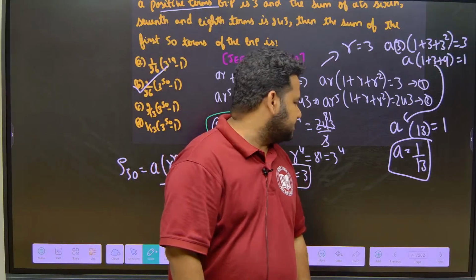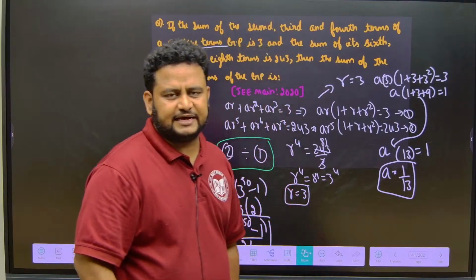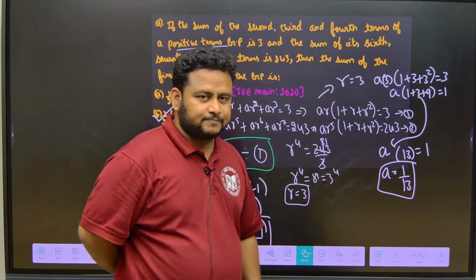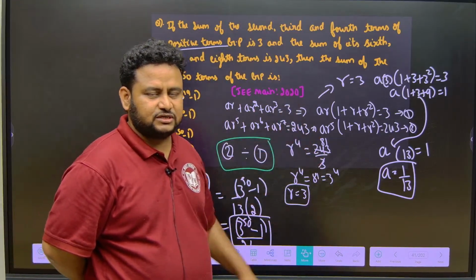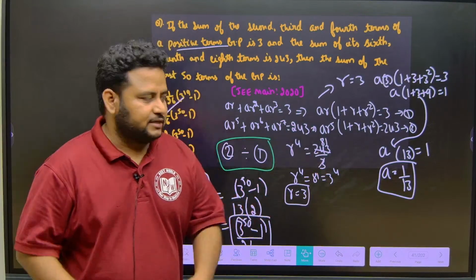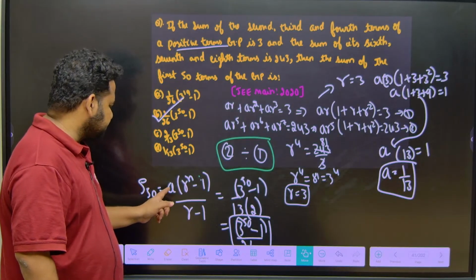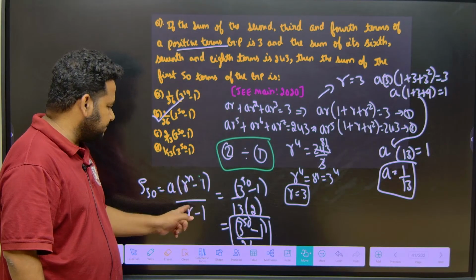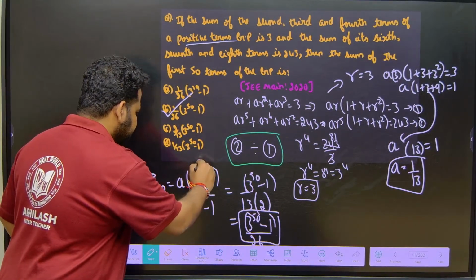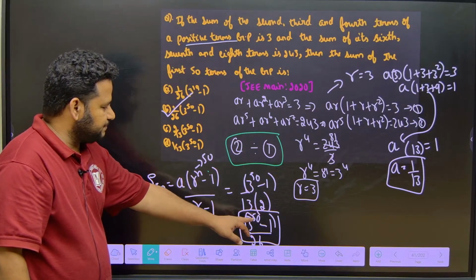Okay. I hope it is clear to you. First we have to find out the value of R. I told you, AP means you have to find out A and D. GP means you have to find out A and R. First we got the value of R by dividing the second equation by the first equation, then by putting the value of R in the first equation or second equation, you will get the value of A. A we got as 1 by 13. For S50, the formula is A into R to the power of n minus 1 by R minus 1. Here n is equal to 50. So by putting the values we will get 3 power 50 minus 1 by 26.